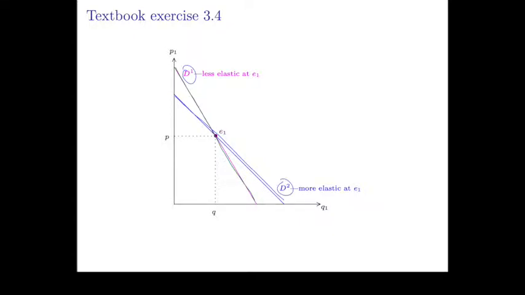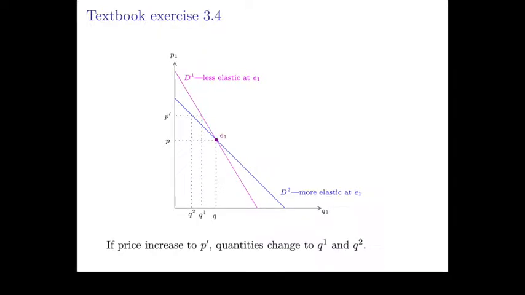Now let's look at what happens when there's a price increase. So let's suppose the price goes up from P1 to P1 prime. Originally, at E1, they were both consuming Q1. But after the price increase, according to the demand curve D1, the quantity demanded changes to Q1 prime, and according to D2, the quantity decreases to Q2.